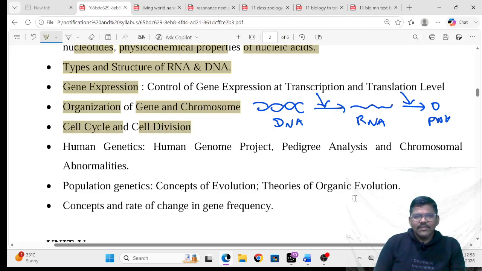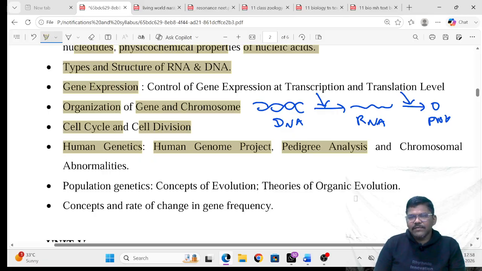Cell cycle and cell division. In cell cycle and cell division, how cells divide, that we need to see, like mitosis and meiosis. Human genetics, in which you need to read the Human Genome Project. Human Genome Project is a mega project. It helps to know the nucleotide sequence of the entire human genome. Pedigree analysis helps to trace genetic disorders in different generations. And chromosomal abnormalities, what are the variations in chromosomes, also need to be read.